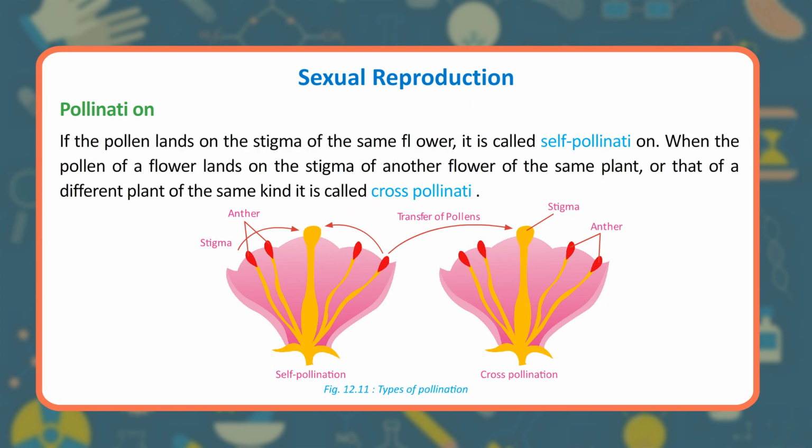If the pollen lands on the stigma of the same flower, it is called self-pollination. When the pollen of a flower lands on the stigma of another flower of the same plant, or that of a different plant of the same kind, it is called cross-pollination.